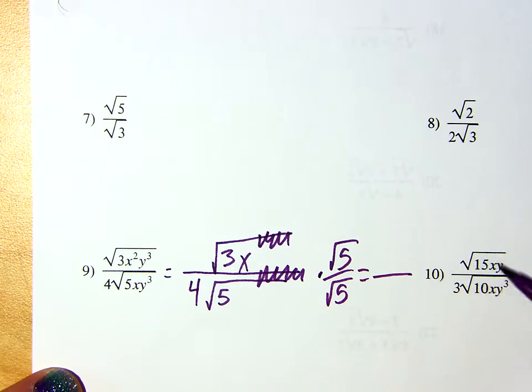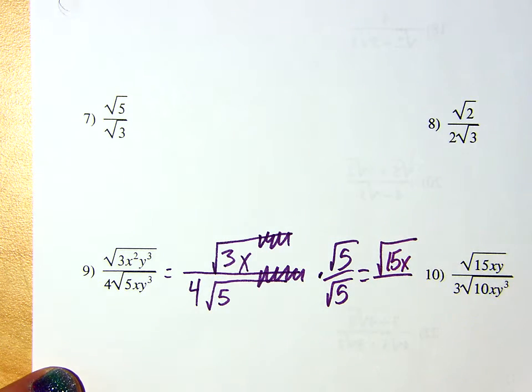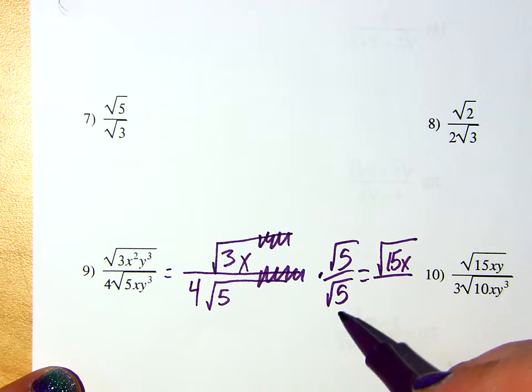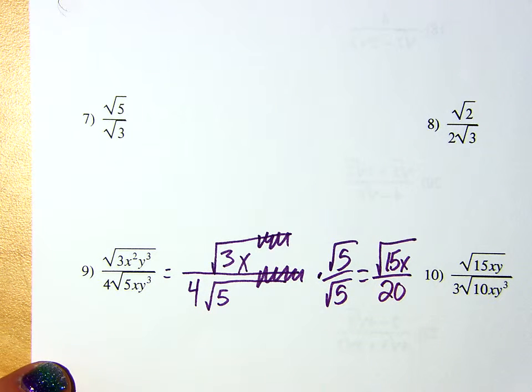So my numerator is now what? In the square root, right. Square root 15x. And in the denominator I have 20. Square root of 5 times square root of 5 is just 5. 5 times 4 is 20. And there's the final answer. Okay? So just be careful. Simplify first and then take care of whatever is left.